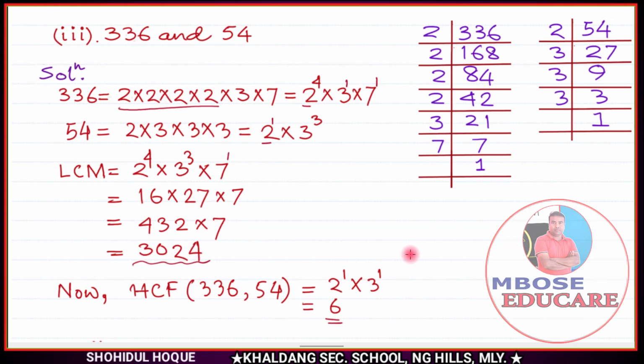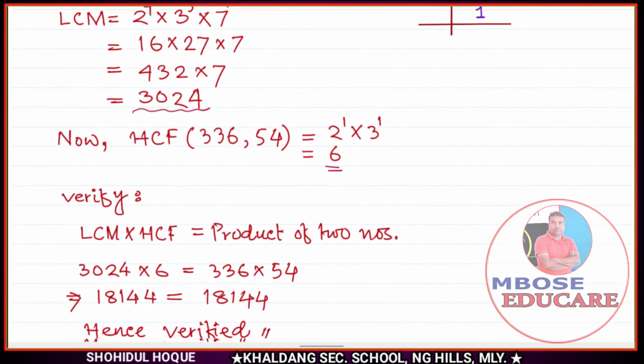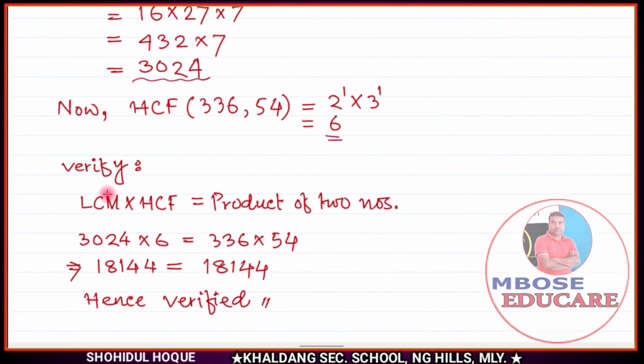Now we have to verify. So this is the verification. LCM into HCF is equal to the product of the two numbers. LCM we got here 3024, into HCF we got 6, equal to the two numbers 336 into 54. 3024 multiplied by 6, product 18,144, and 336 into 54 product comes the same, that is 18,144, hence verified.